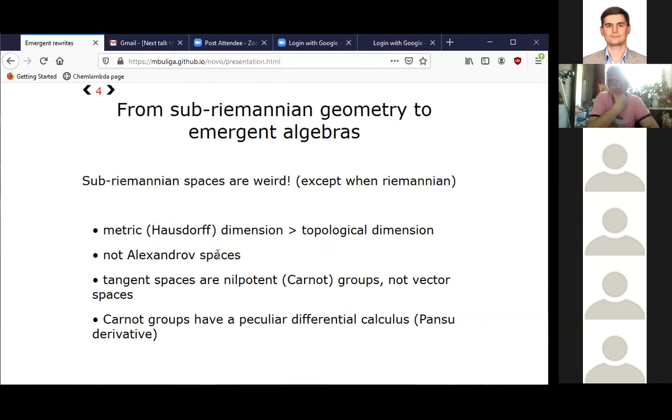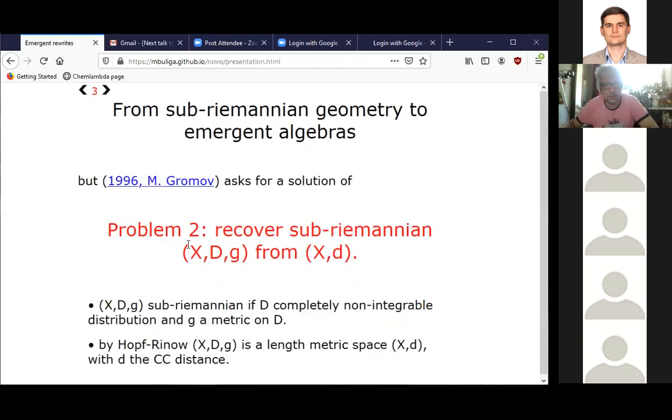Okay, so Riemannian spaces, please interrupt me at any moment if you have questions. I don't know if you know about Riemannian spaces. They are very weird. Excuse me, I have one question. Yes. What is the definition of sub-Riemannian? Okay, I put it here.